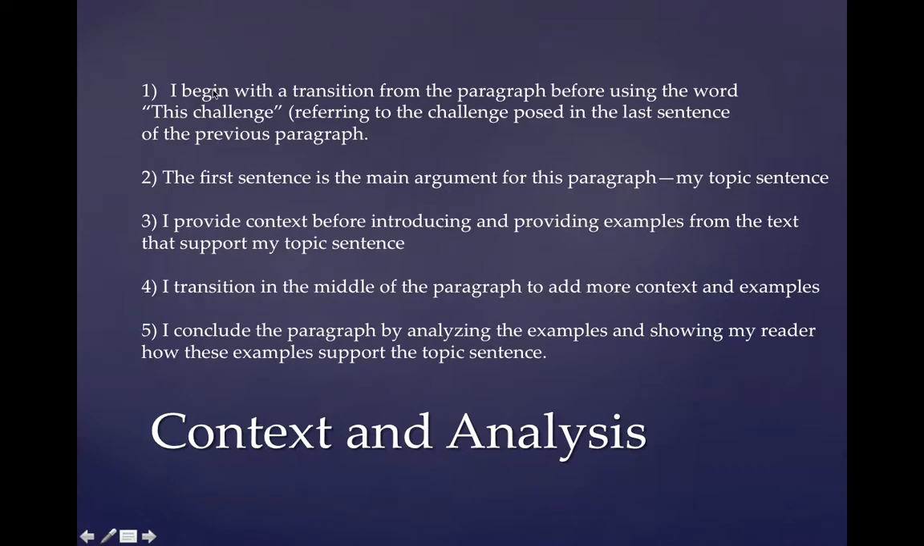So I begin with the transition from the paragraph before using the word "this challenge," referring to the challenge posed in the last sentence of the previous paragraph. The first sentence is the main argument of my paragraph, my topic sentence. I don't start with a summary statement, I start with a topic sentence. I provide context before introducing and providing examples from the text that support my topic sentence. I transition in the middle of the paragraph to add more context and examples.